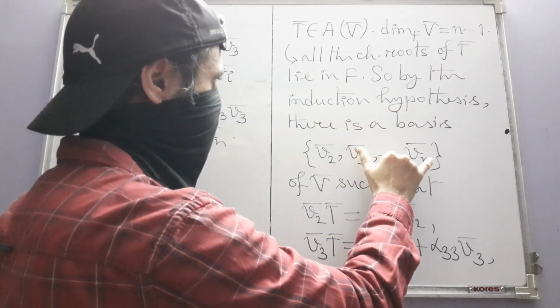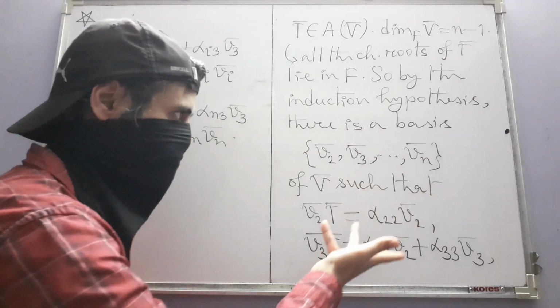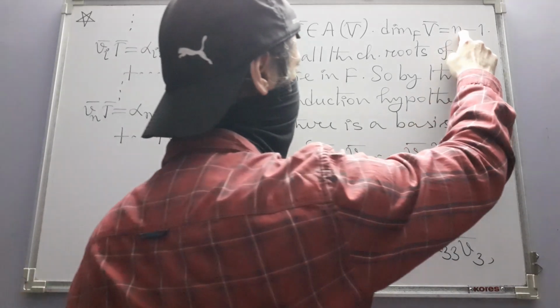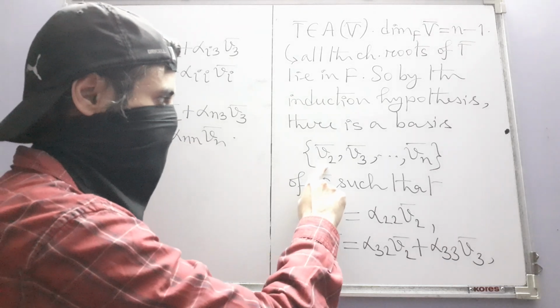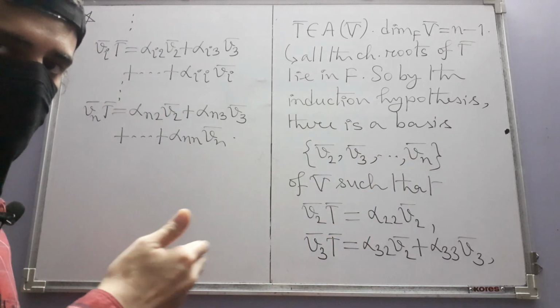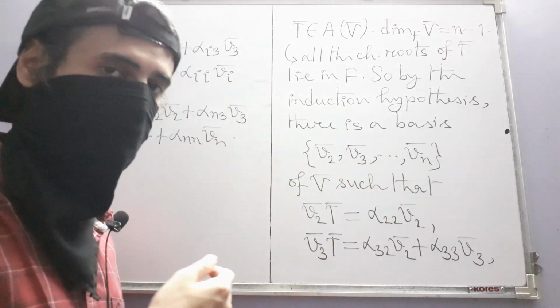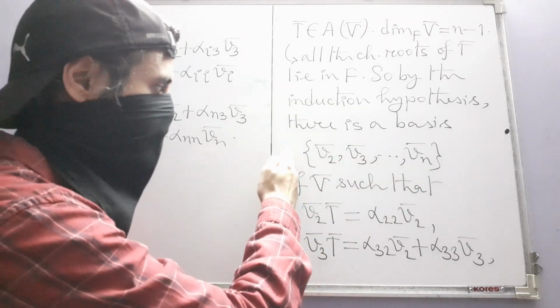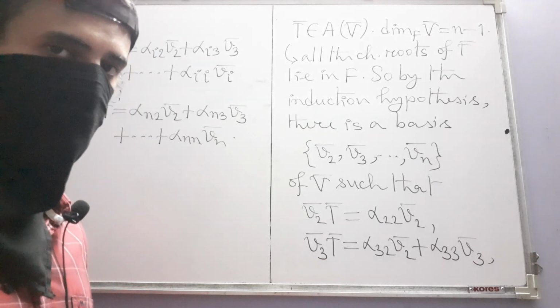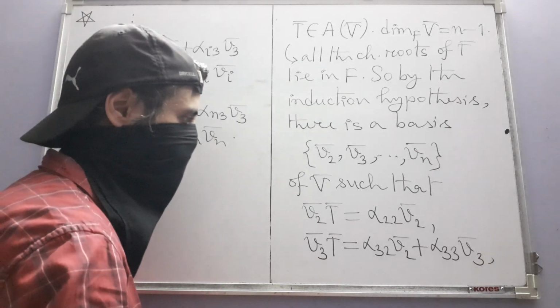By the induction hypothesis, V bar will have a basis. How many elements will there be in the basis? N minus 1. We have started from 2 and we are ending with n. And the number of vectors here is n minus 1. Because if you started with 1, it would have been n. So there is 1 less, so n minus 1.